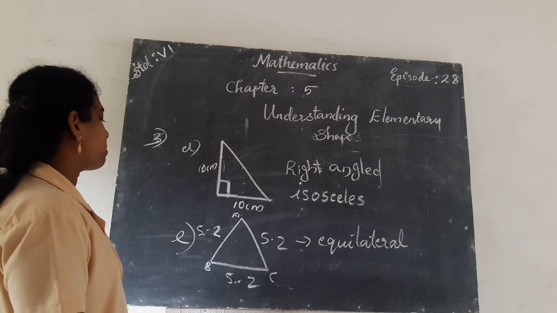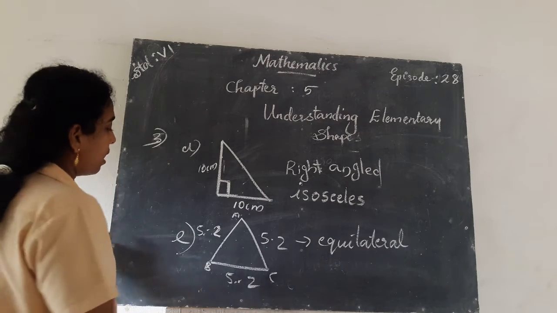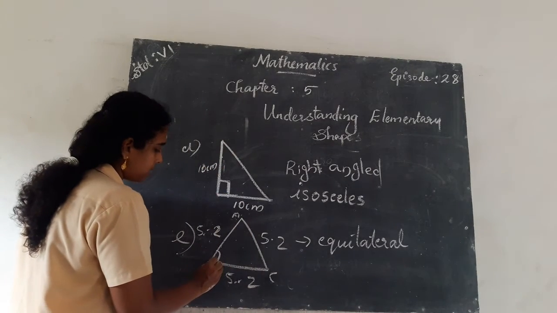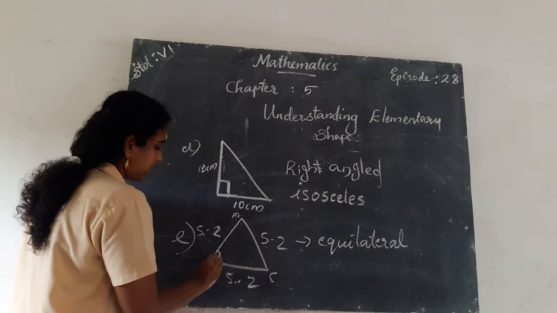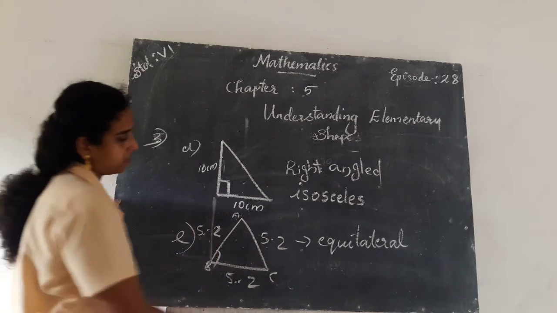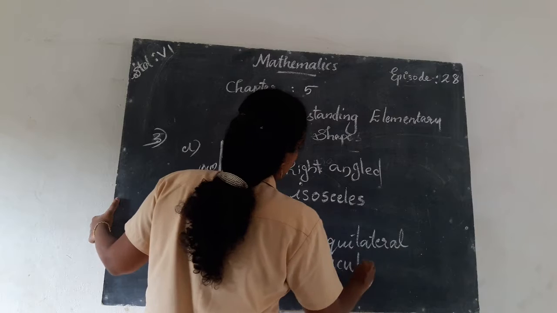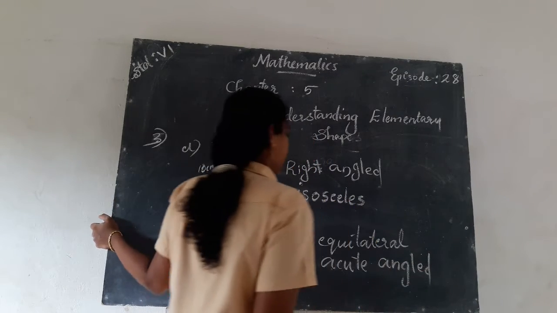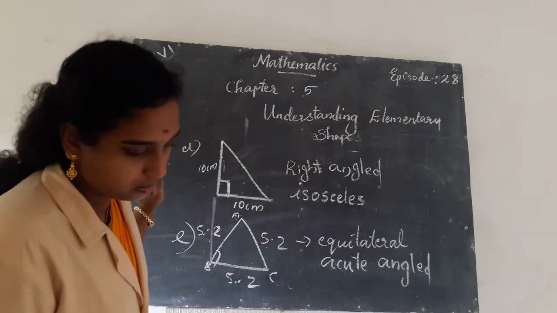Acute angled triangle means all three angles are less than 90 degrees. Here, if the angle is equal to 90 degrees, it is like this. This is less than 90 degrees. So it's an acute angled triangle. Okay. Then next one.